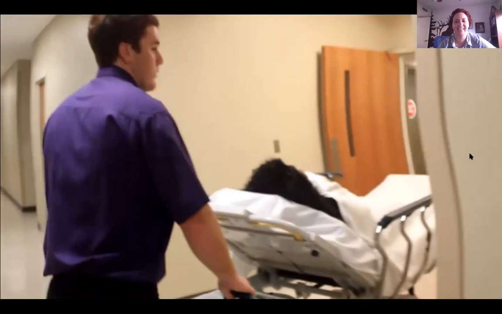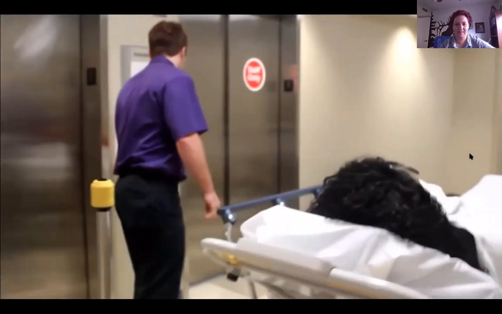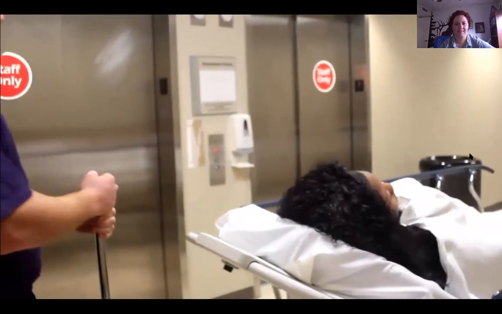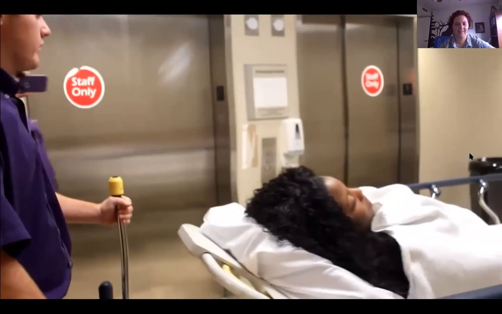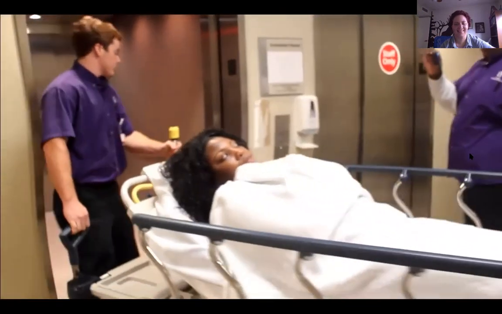And also, you want to make sure that when you get on the elevator, you let your patient know there's going to be a bump, because there's always a bump on the elevator. And we're going to back our patient in head first to the elevator, so that when they come off, their feet are coming off first.